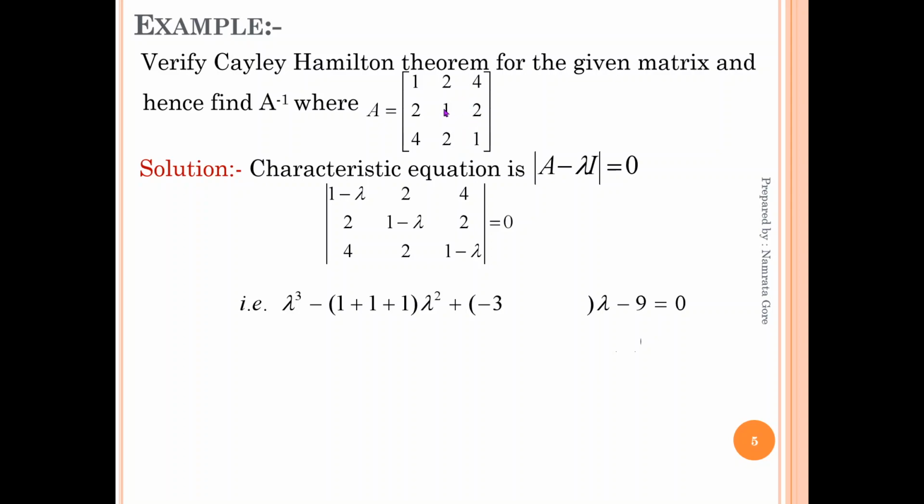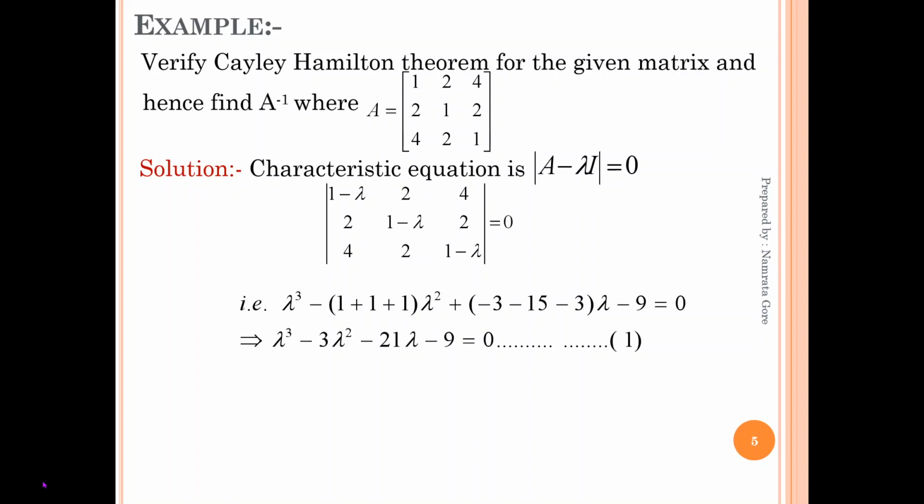For the diagonal element 1, the minor is 1, 4, 4, 1. So determinant of it is 1 minus 16, that is minus 15. For this diagonal element 1, the minor is 1, 2, 2, 1 again. So it is 1 minus 4, minus 3 again. Solving this, we get the equation as lambda cube minus 3 lambda square minus 21 lambda minus 9 equal to 0.